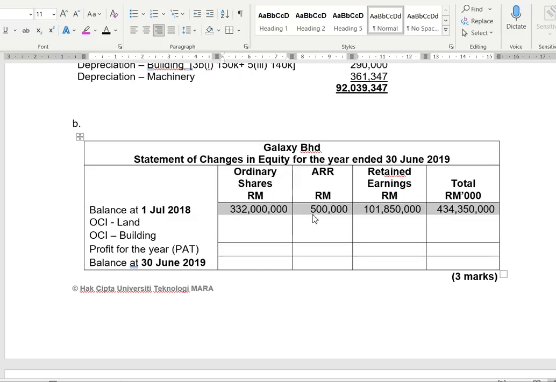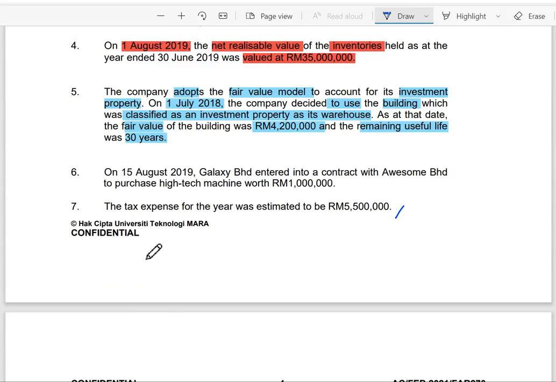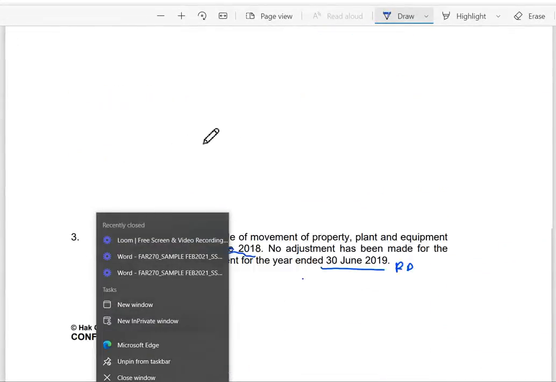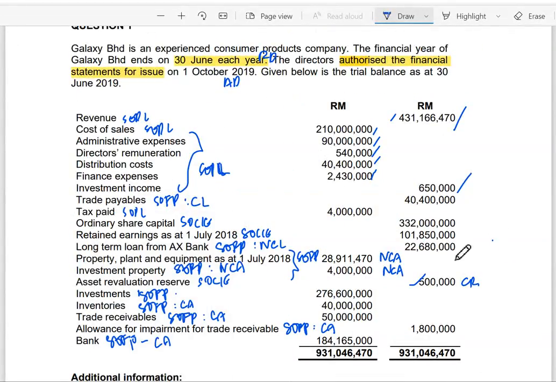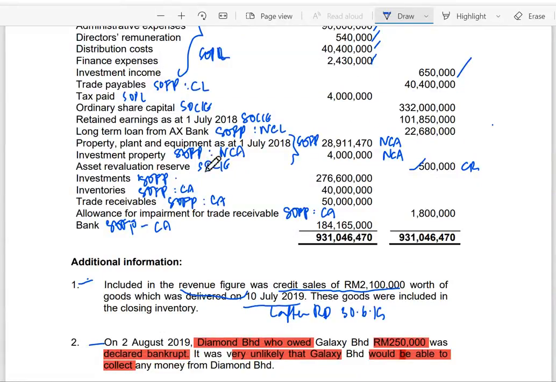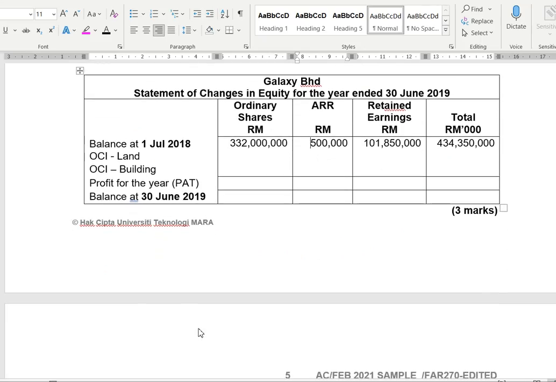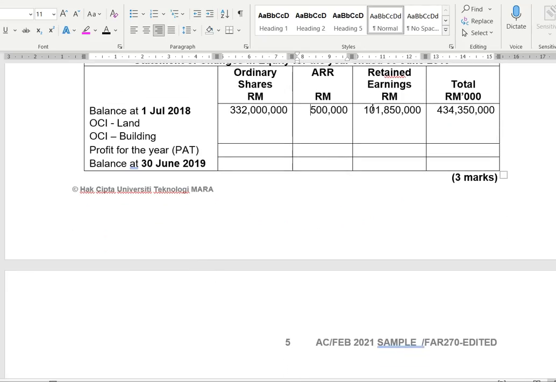At the beginning of the year, there was some balance of the reserve. This is the one relating to land that was given in the question. This one. Asset revaluation reserve relating to land. This 500,000. Okay, that 500,000. Therefore, that will be included here. Right. You will have to show here.